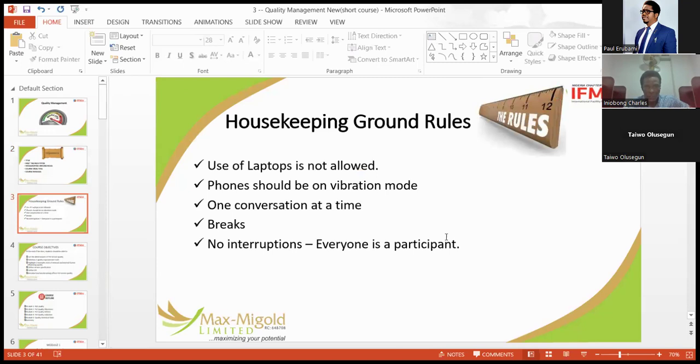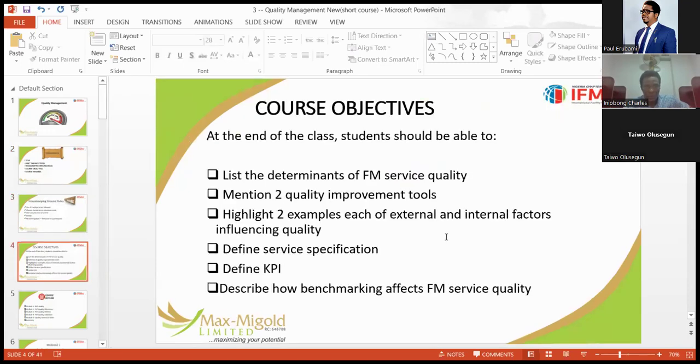Our course objective today is we are going to list the determinants of FM service quality. We are going to list the things that determine FM service quality. What are the factors? What are the KPIs? What are the requirements that at the end of the day you would have said that you have delivered quality service?